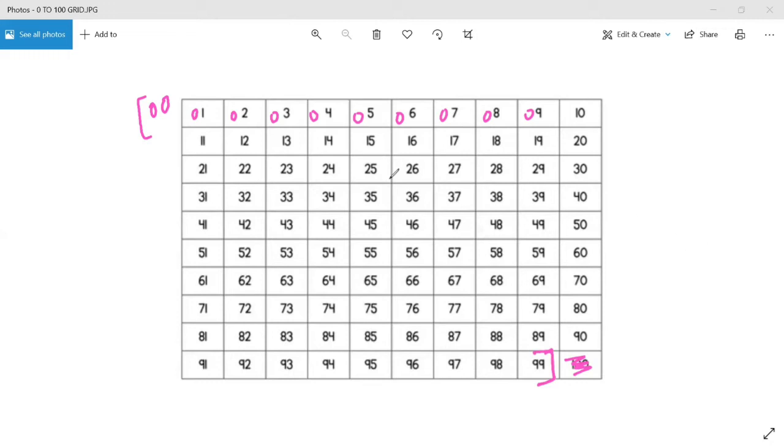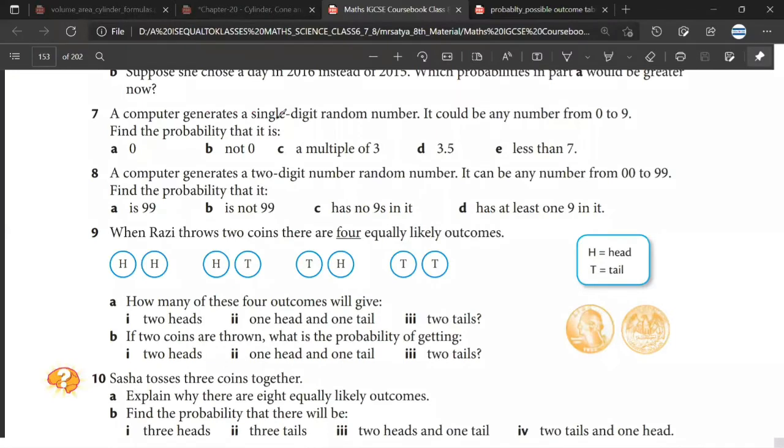No doubt. So first we'll have to see how many total numbers are there. Can you tell me how many total numbers are there? 100. So total numbers are 100. Now let us look at the questions one by one. So find the probability that it is 99.